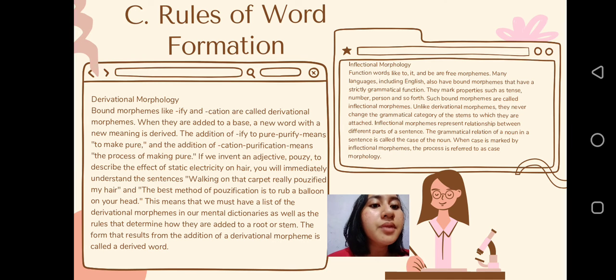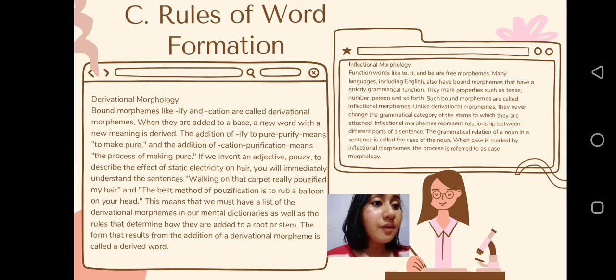making pure. If we invent an adjective "posy" to describe the effect of static electricity on hair, you will immediately understand the sentence: Walking on that carpet truly posified my hair, and the best method of posification is to rub a balloon on your head. This means that we must have a list of the derivational morphemes in our mental dictionary, as well as the rules that determine how they are added to a root or stem.